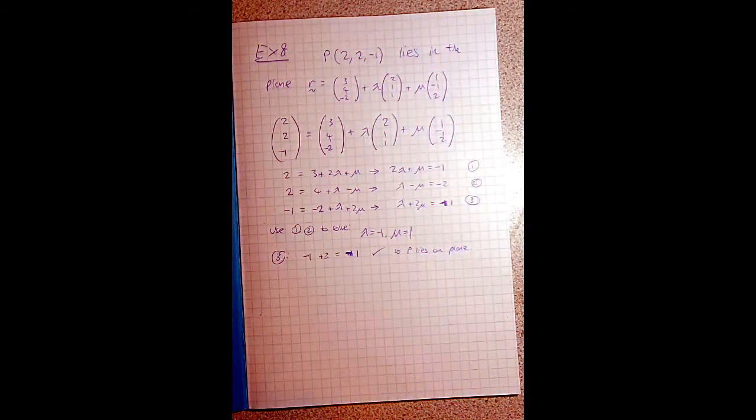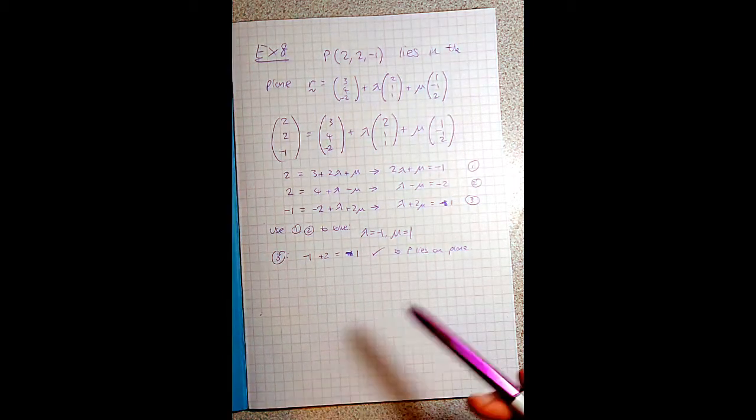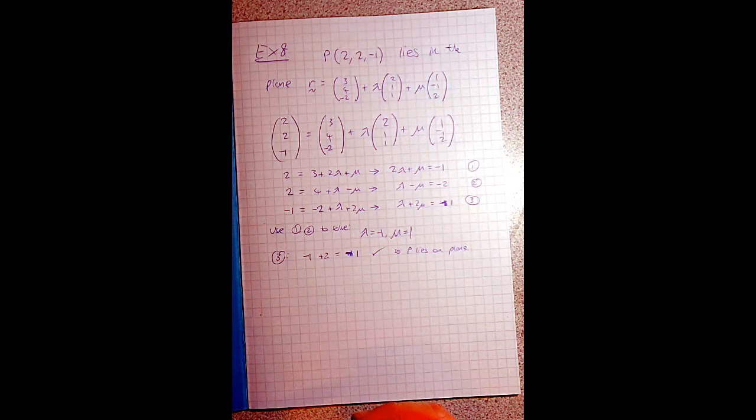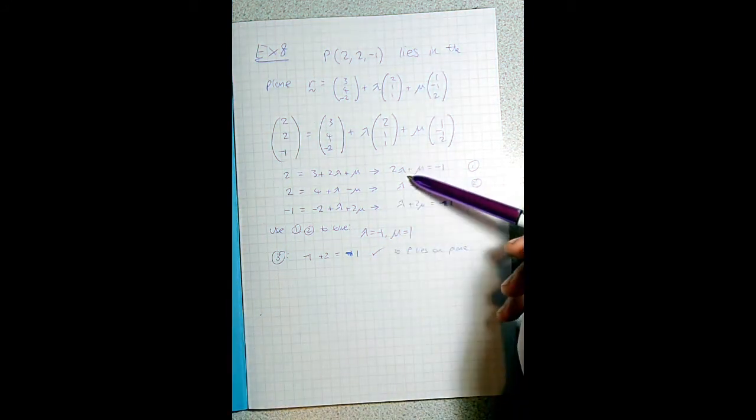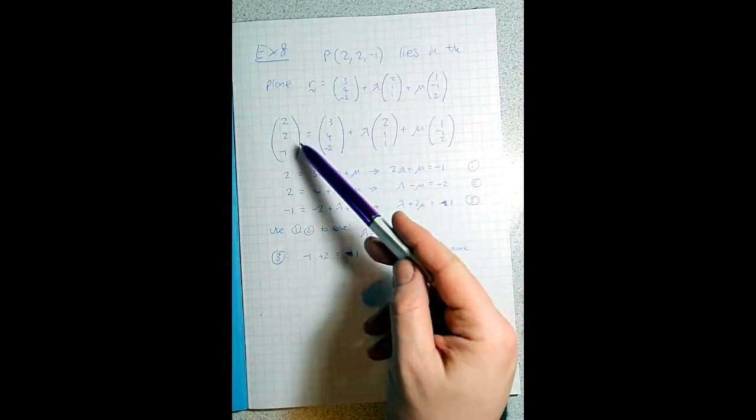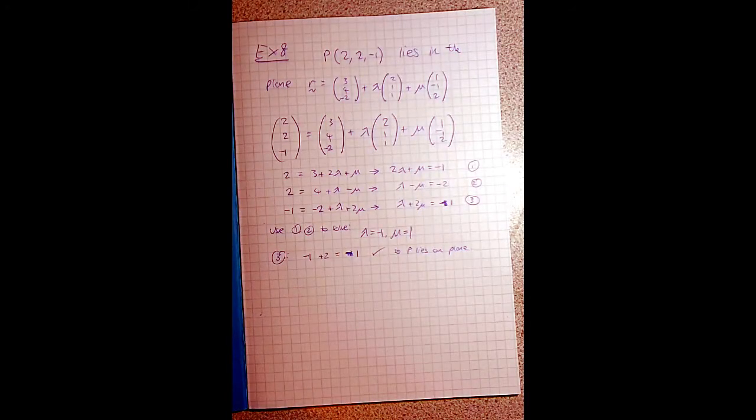Therefore, P lies on the plane. If P didn't lie on the plane, then I would not get consistent values for mu and lambda. So the fact that the same values for mu and lambda work for all 3 equations means this point must lie on the plane.